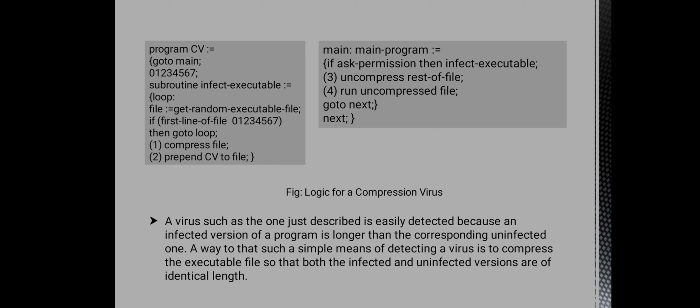A virus such as the one just described is easily detected because an infected version of a program is longer than the corresponding uninfected one. A way to thwart such a simple means of detecting a virus is to compress the executable file, so that both the infected and uninfected versions are of identical length. The above portion shows in general terms the logic required. The key lines in this virus are numbered.